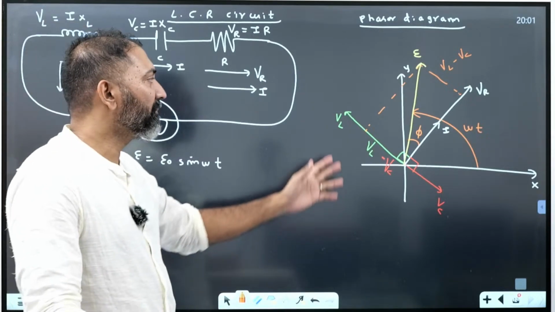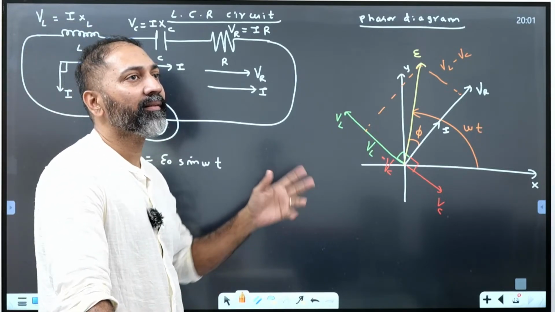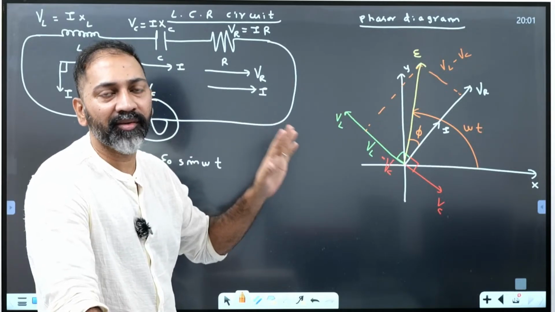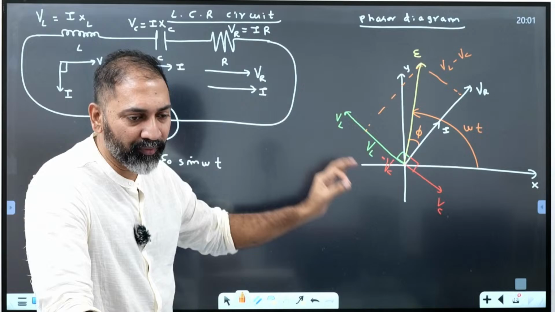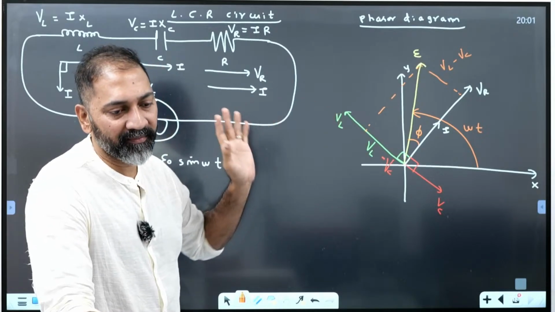See, by simply looking at this figure, everybody will say they understood everything. But it is not easy to draw this figure at exam time. So you have to draw it minimum 5 times.